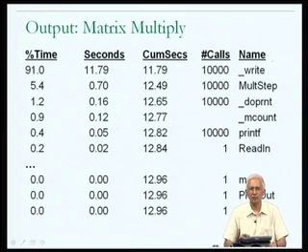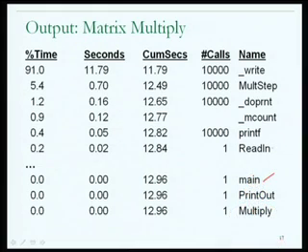Ultimately, the output would look something like this. Over here, I'm showing you the output generated by running Prof on a matrix multiplication program. Now, in this particular program, I actually had a main function. There was a function to read the matrices in. There was another function to print the result out. There was a function to do the multiplication of the matrices.